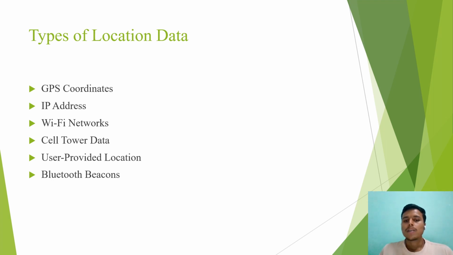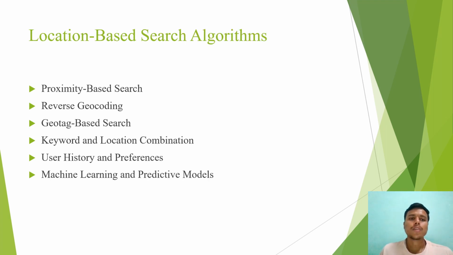User may voluntarily provide their location information either through manual input or by checking in at specific places. Next is Bluetooth beacons. Bluetooth beacons such as iBeacons and Eddystone transmit a signal that can be detected by nearby devices. Coming towards the next slide, location based search algorithms.